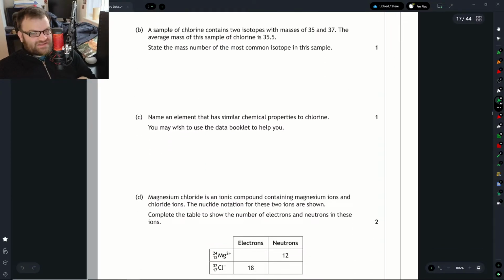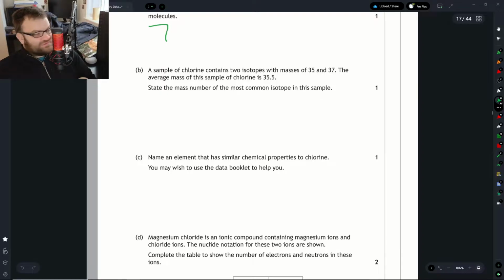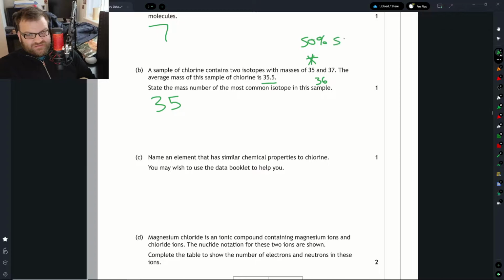Moving on. Next, we have been told there are 2 different isotopes of chlorine, 35 and 37, and we've been told what the average is. Our average is closest to 35. That will be the most common isotope. The one that's closest to the average is the most common. If the average sat exactly halfway between, that would mean you have a 50-50 split. So neither of them would be more common. They'd be exactly the same proportions.